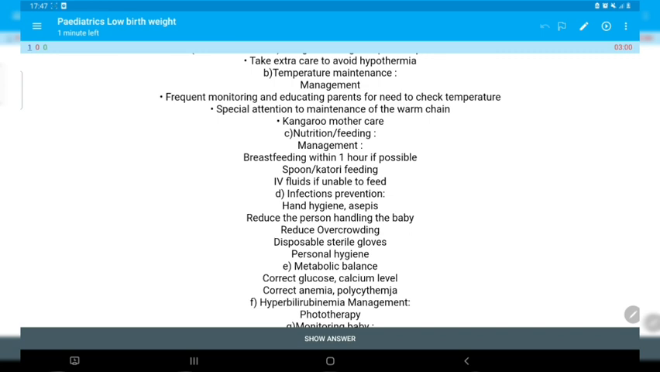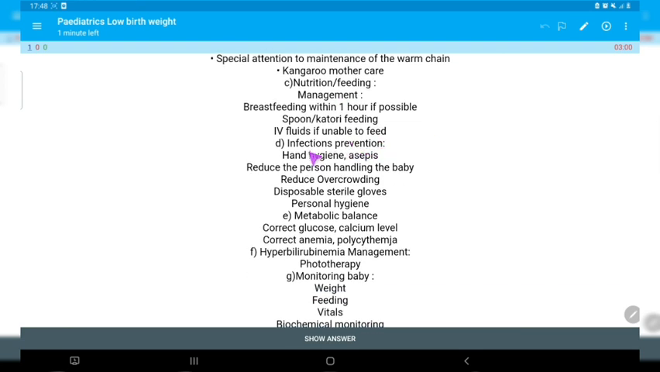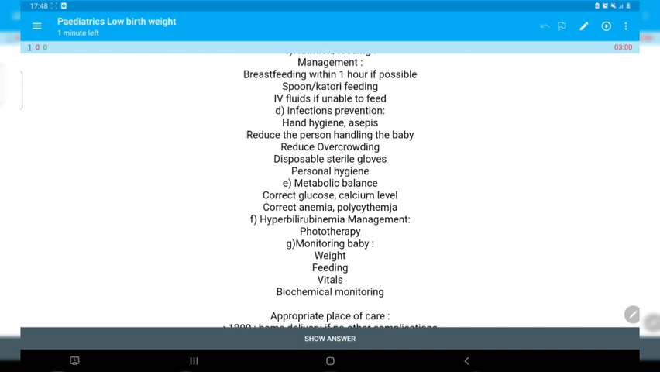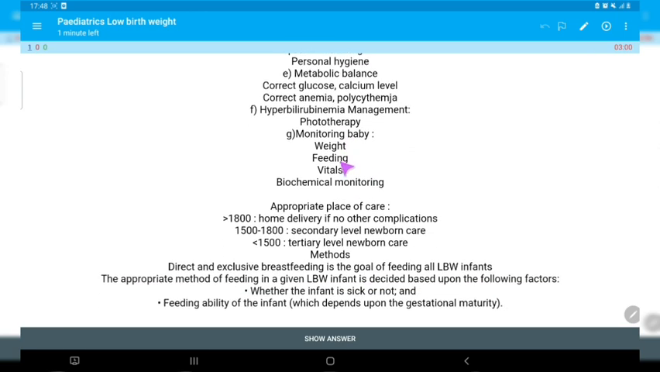Then we have nutrition and feeding management: breastfeeding within 1 hour if possible, spoon or cup feeding, IV fluids if unable to feed. Infection prevention means hand hygiene, asepsis, reducing handling of the baby, reducing overcrowding, disposable sterile gloves. Metabolic balance means we correct glucose and calcium, and correct anemia and polycythemia. Hyperbilirubinemia management means phototherapy, and monitoring the baby means weight, feeding, vitals.